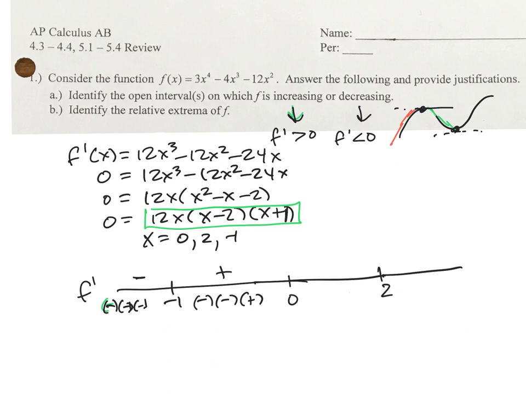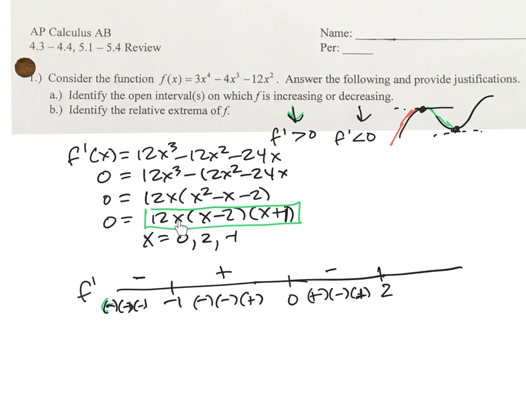Then continuing on to the next interval, let's pick a number between 0 and 2, like 1. Plug it in here, we'd have a positive, a negative, and a positive. If you multiply those three numbers together, you'd have a negative result. And then finally, let's look at the interval to the right of 2. So think of a number that's bigger than 2, like maybe 3.